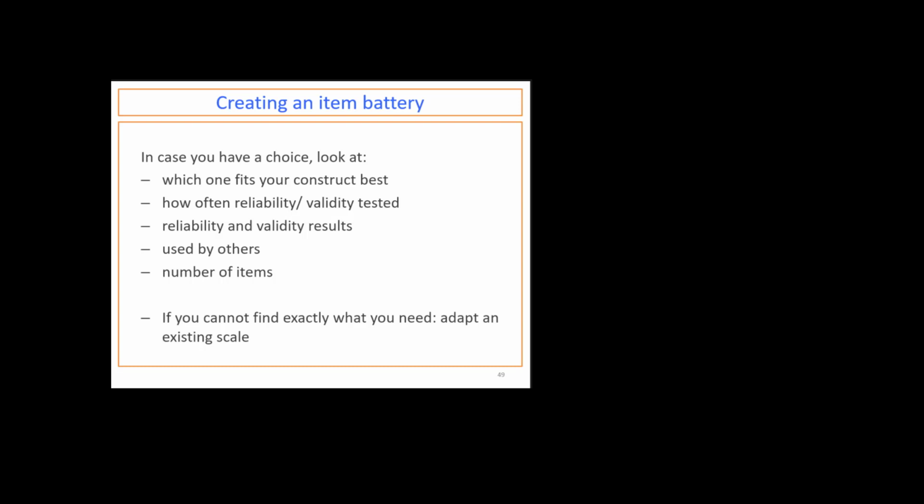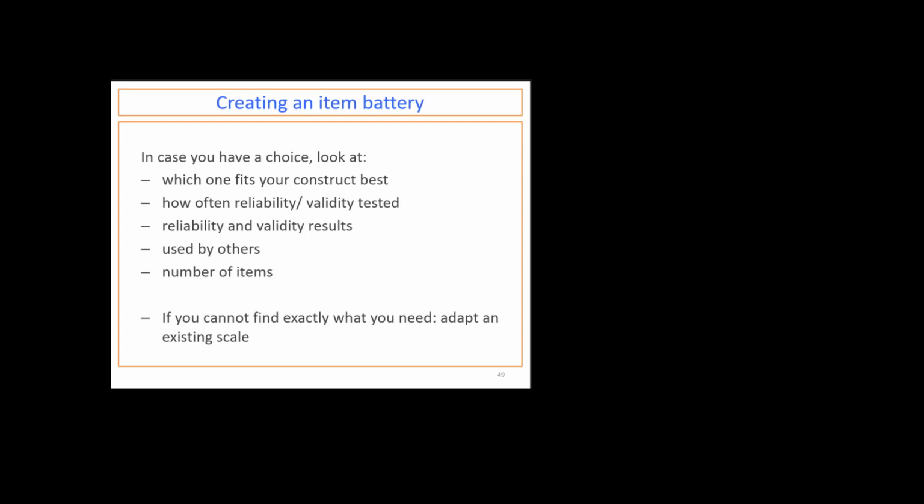Well, here are some criteria that you can look at. Well, first, look at the skill that will fit your construct the best. So, which is similar to the construct you want to measure. Then also look at the reliability and validity scores, if they are available, and see how good they are and how often it is tested. It's also interesting to see how often that skill that you want to use is used by others or referred to by others in the field that you're studying. And some practical thing is look at the number of items.